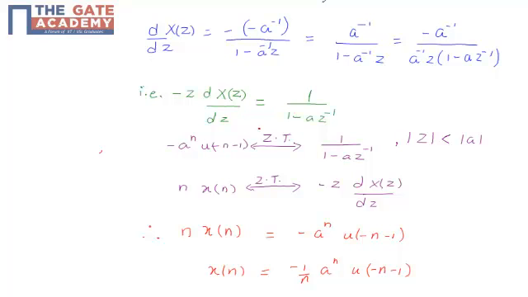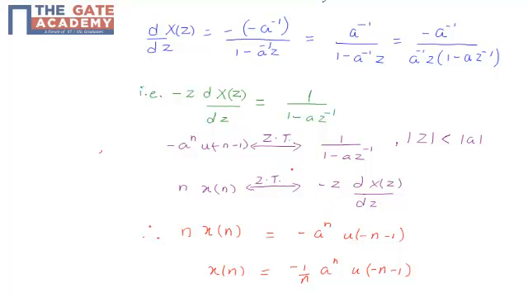That is nothing but, if we compare with the standard formula, that is minus a raised to n u of minus n minus 1, its z transform is 1 divided by 1 minus a z inverse for mod of z less than mod of a. Next, we have another pair, that is n times x of n, its z transform is minus z dX(z) by dz.